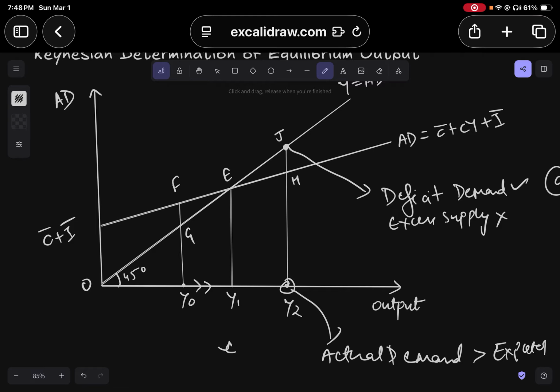This reduces output at Y1 on Y equals AD, and it also reduces AD at MPC. It continues till the AD curve intersects Y equals AD, which represents actual output produced.